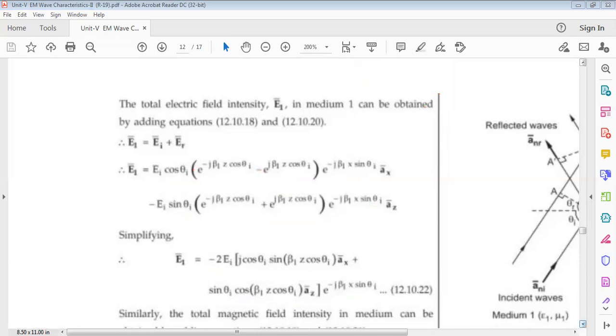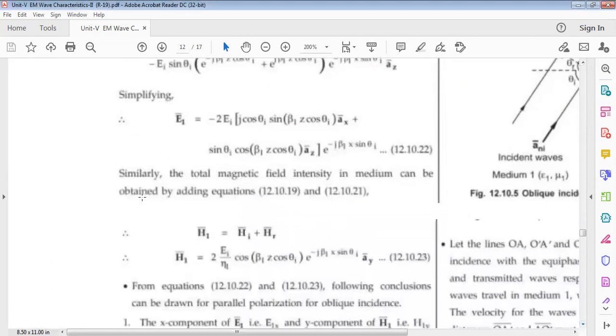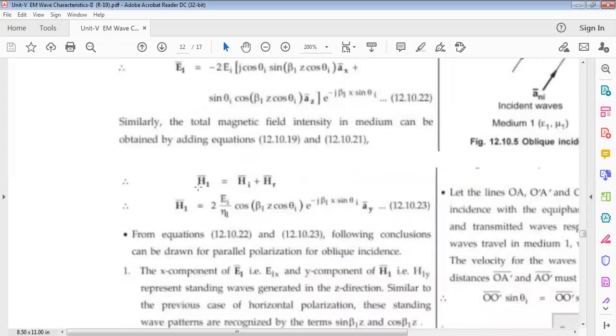Similarly, the total magnetic field in medium 1 can be obtained by adding the two magnetic fields. H1 bar is equal to HI plus HR. Change all the functions: theta I is equal to theta R is equal to theta, and ER is equal to minus ER. After simplifying, H1 bar is equal to 2 into EI by eta 1 cos beta 1 z cos theta I e power minus j beta 1 x sin theta into ay. So these are the two equations we got, E1 bar and H1 bar.